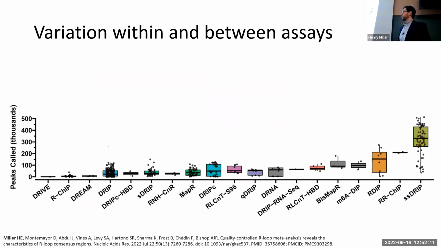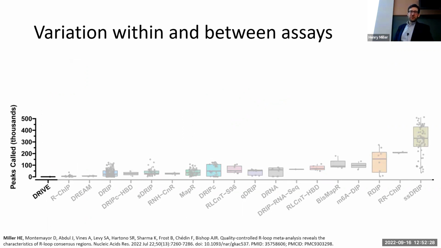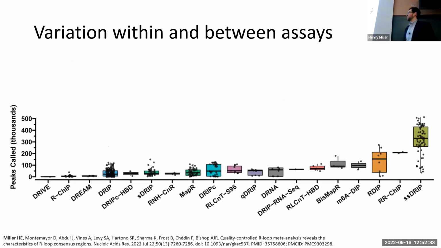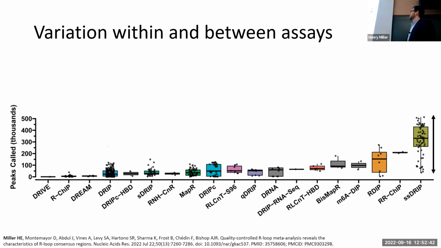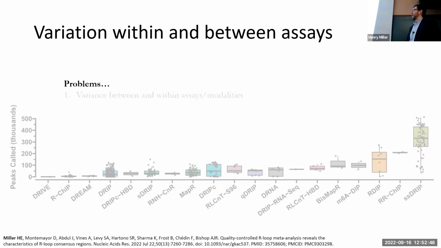So one of the first things that I looked at was the number of peaks called per sample split by the R loop mapping assay used. And so we can see here some pretty stark differences. There are some assays that seem to map hundreds of R loops and some that seem to map hundreds of thousands of R loops. And so there's just tremendous inter-assay variability. And not only that, but even when you look within some assays, you can see very clearly there is a lot of variability occurring.